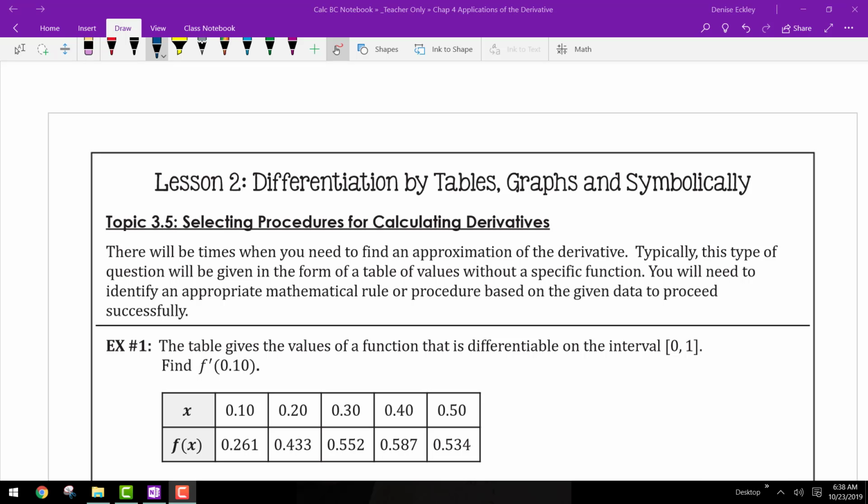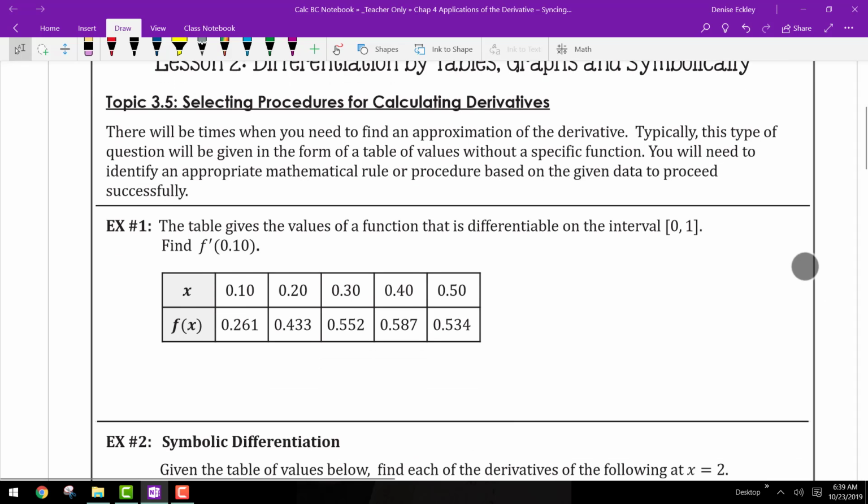This is Unit 3, Lesson 2, Differentiation by Tables, Graphs, and Symbolically. So this section is about picking a method for calculating derivatives because you're probably going to have to approximate it. You're usually given a table of values but no specific function. So you have to try to figure out which mathematical rule will work to help you get to the derivative and ultimately the slope of the tangent line that you're looking for.